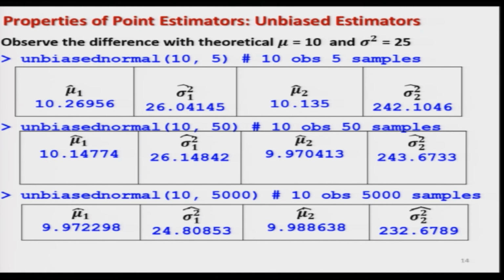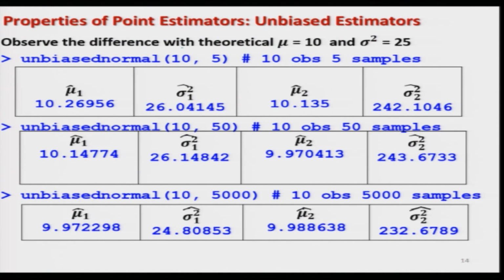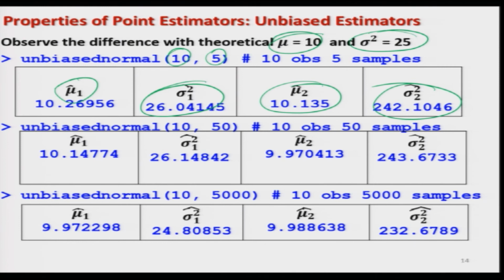You can see here the screenshot of the same program. When I use this program, the first value is n and the second value is rep. When I use a sample of size 10 and generate it only 5 times, I get the values of mu 1 hat, mu 2 hat, sigma 1 square hat and sigma 2 square hat like this. Are these values close to mu equal to 10 and sigma square equal to 25 or not?